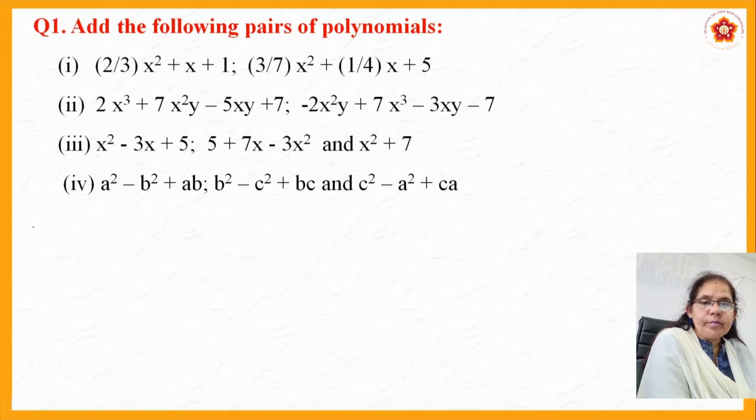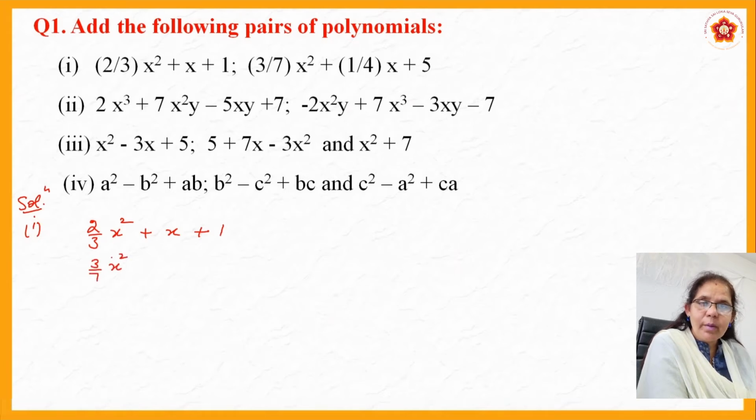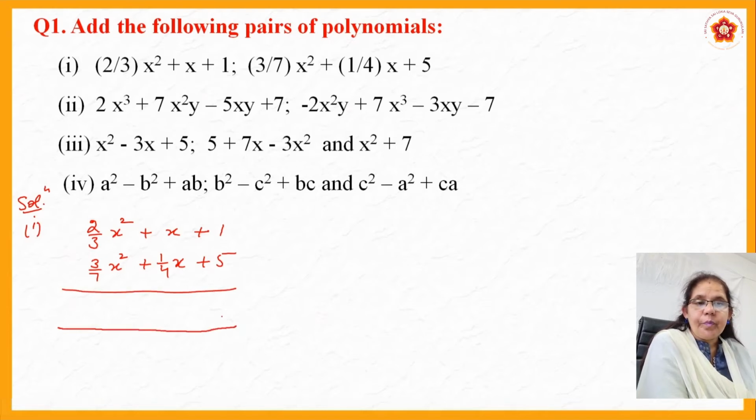In first part here, let us write down, we are given 2 by 3 x square plus x plus 1. And the second term, I'll write below it. So 3 by 7 x square. Now you see both of them are like terms. Both have got variable x square. Plus 1 by 4x plus 5. Add them. You can start from either side.